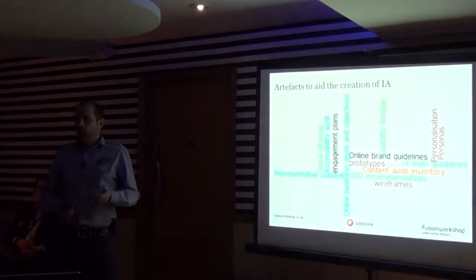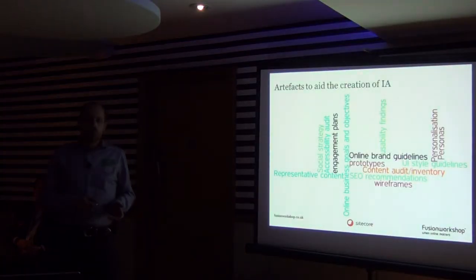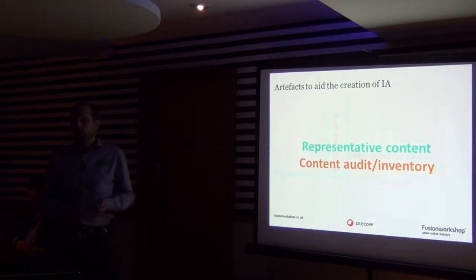And in order to understand what we're actually trying to put into Sitecore, we need to have a certain number of artifacts that we're given by a customer. The two probably most important ones that we need are representative content, because it gives us an idea of what we're trying to put in, and then content order or inventory, which provides the governance for how we should use that content.